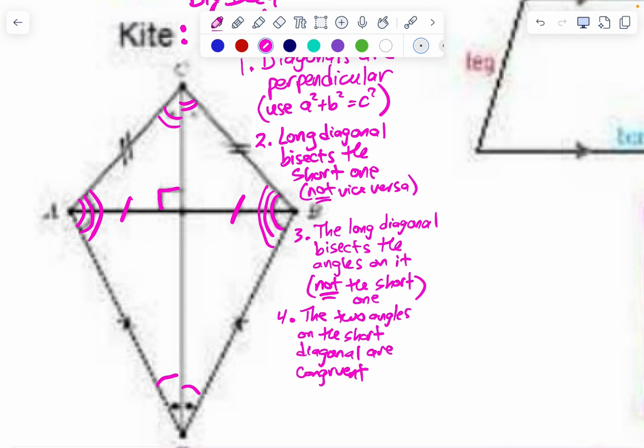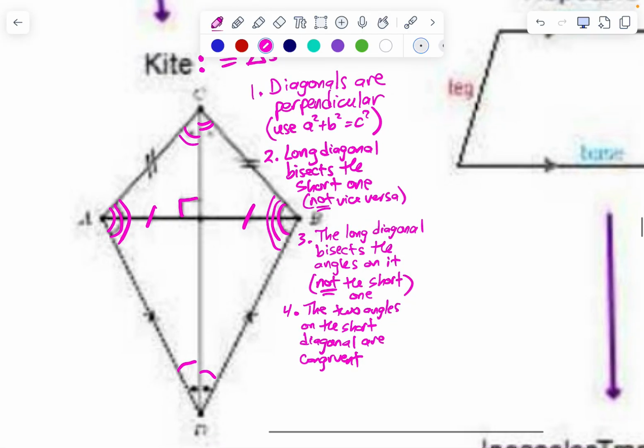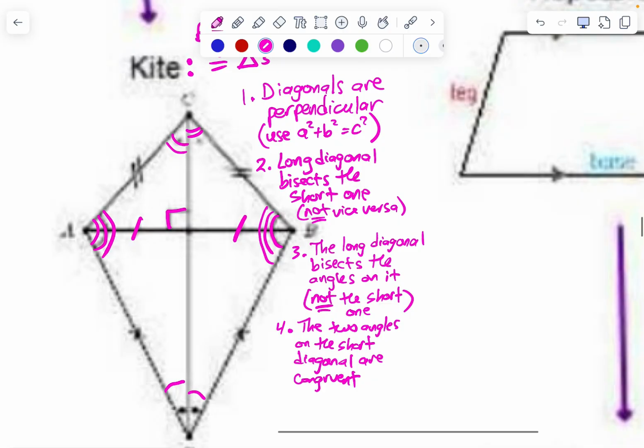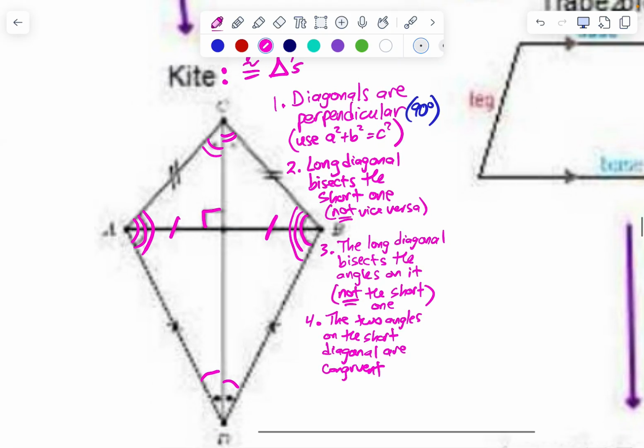A lot of this can be determined if you just remember CPCTC. In fact, all of it can, other than the fact that the diagonals are perpendicular. That's why I gave you that one first. And just to remind you, perpendicular up here, I'm going to write 90 degrees in there. And then there are two other markings on here, and that's kind of the definition of a kite.